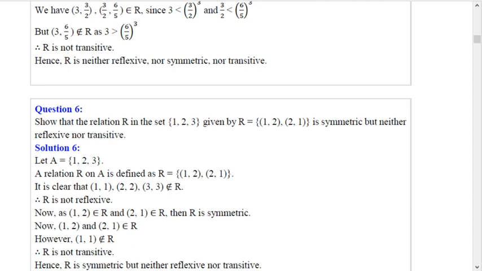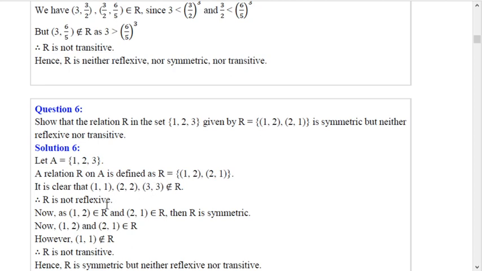Next question number 6. Show that the relation R in the set {1, 2, 3} given by R = {(1,2), (2,1)} is symmetric, but neither reflexive nor transitive. You see here 1 comma 2 and its reverse 2 comma 1 also exist here. It means this is symmetric. But you see 1 comma 1, 2 comma 2, 3 comma 3 do not exist in this relation, hence this is not reflexive.